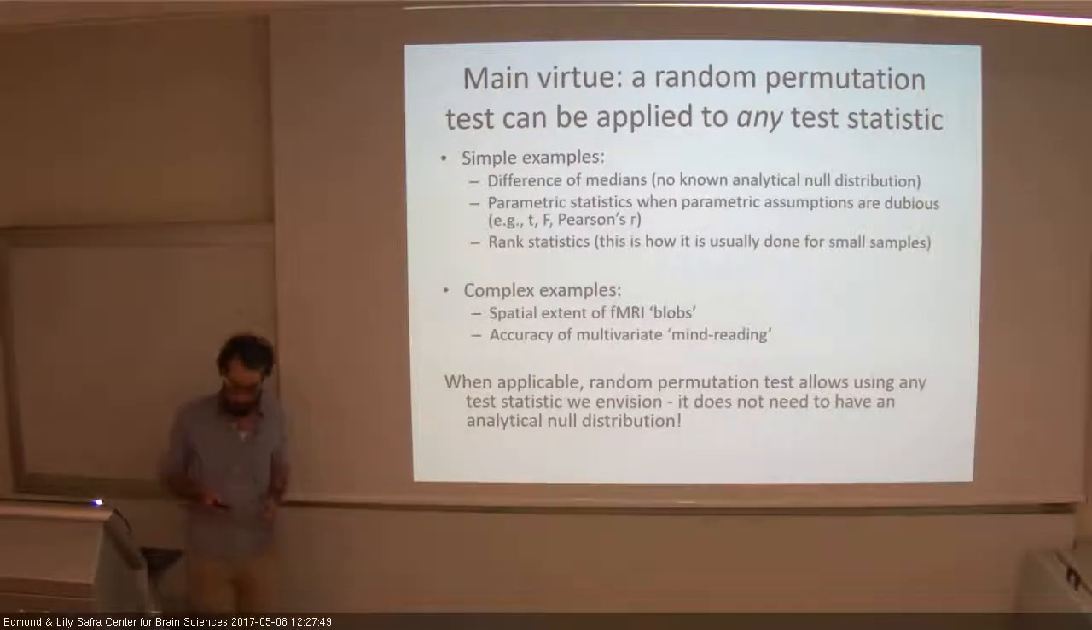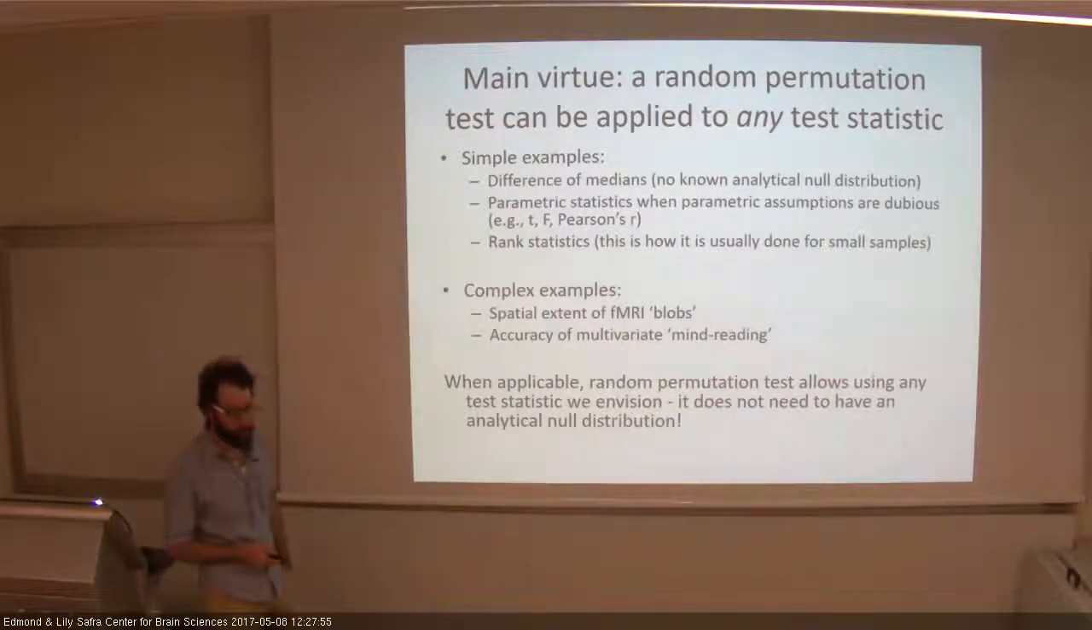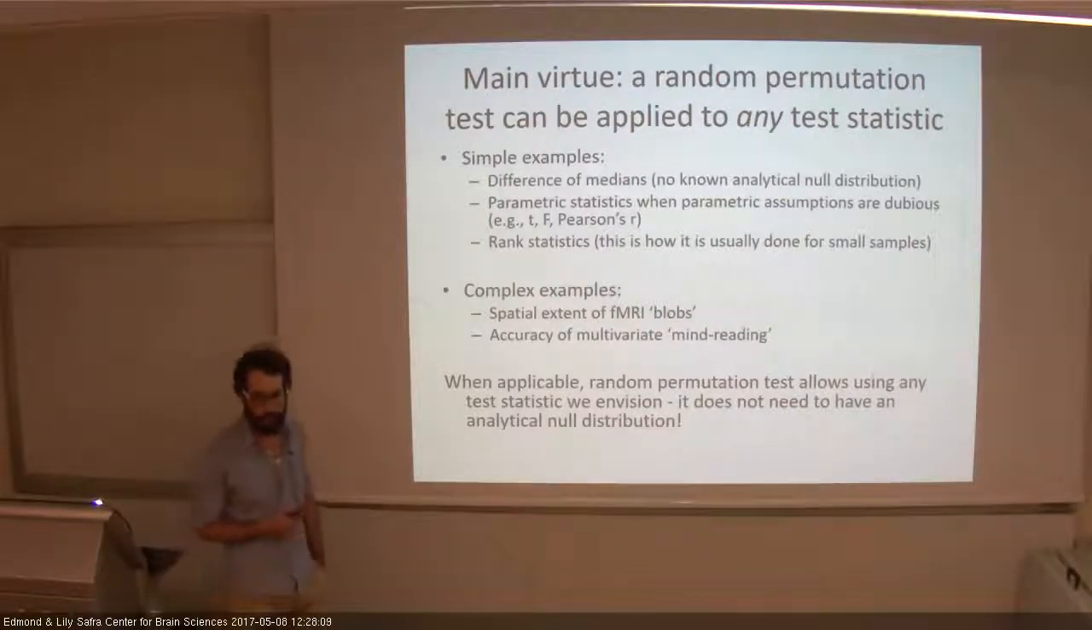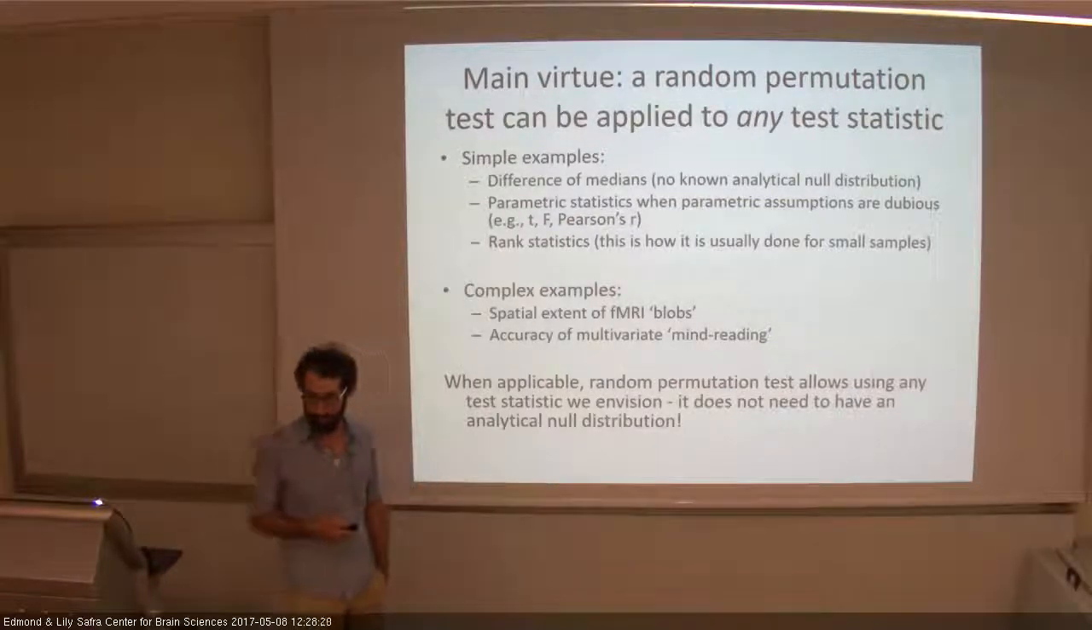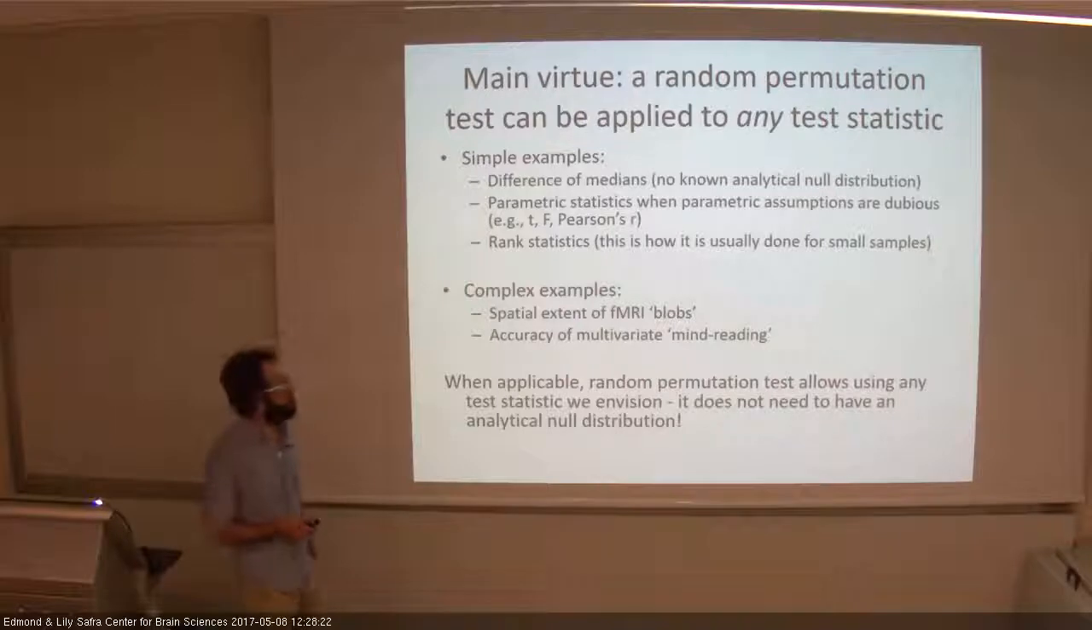Okay, so the main virtue of random permutation tests is that you can use almost any test statistic, given that you can formulate the exchangeability null hypothesis. So you can use, for example, a difference of medians, for which you don't have a parametric way of testing. You can also use parametric statistics like the T, Pearson's R, without caring about the normality. And it might be a good idea because they might measure something which is logical to measure.